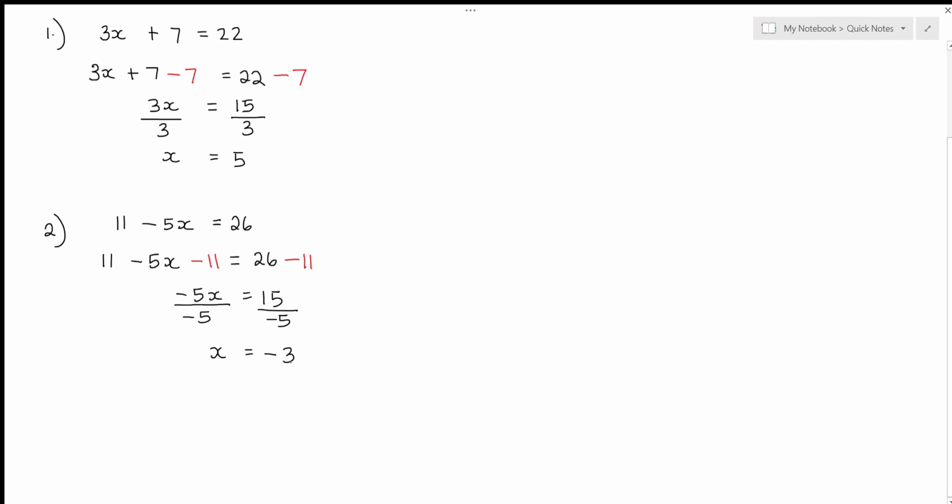So my answer is x equal to negative 3. Now, if you wanted to test what we did in number 1, we could go 11 minus 5 times negative 3. Okay, and that would give me 11, and a negative times a negative will give me a positive. 5 times 3 is 15, and 11 plus 15 will give me 26, which is exactly what we've got there. So we're just testing our answer to make sure that everything is correct. Okay, and in this case, yes, it definitely is correct.